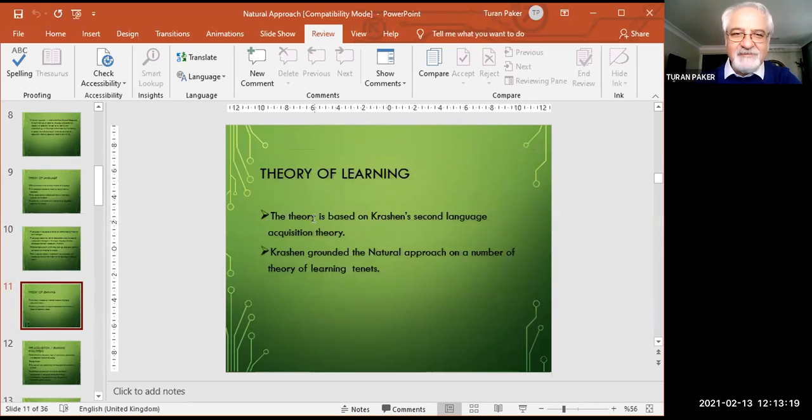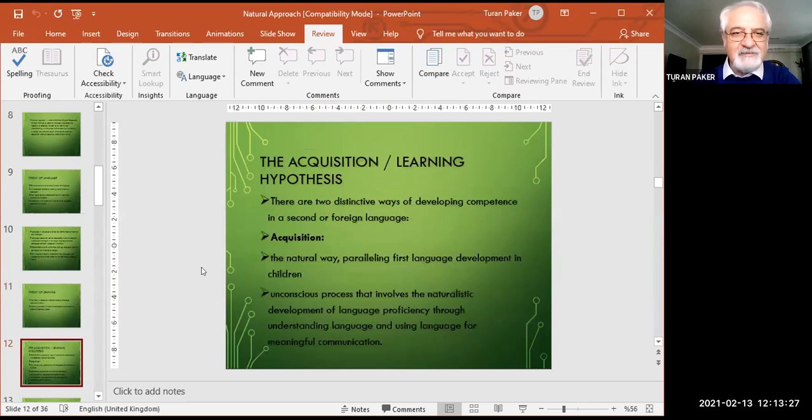And the theory of learning is based on Krashen's second language acquisition theory, and Krashen grounded the natural approach on a number of theory of learning tenets. And the first one is the acquisition-learning hypothesis. He says there are two distinctive ways of developing competence in a second or foreign language.